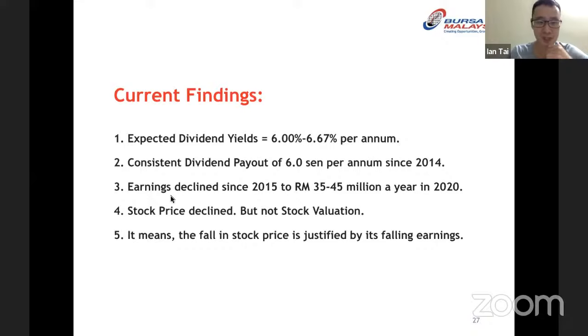What changed people's mind is that earnings declined from 2015 to 45 million a year in 2020. So that is actually what started to shift people's mind. A lot of people now start to see that the stock price decline seems to be justifiable because the stock earnings have fallen. And when you do the PE ratio calculation, the stock valuation has remained the same. When the stock valuation remains the same, it can only mean one thing. It means that the fall in stock price is justified. It's reasonable because it is actually backed by falling earnings.